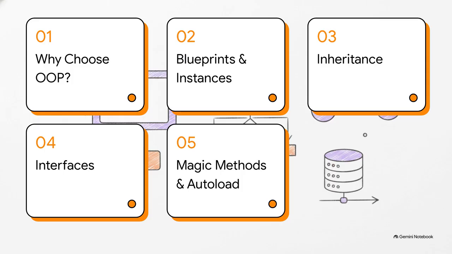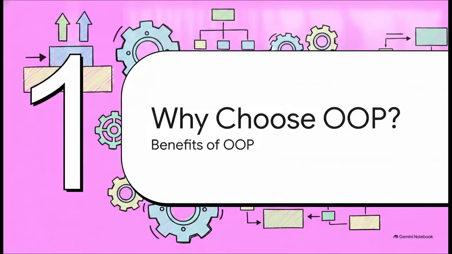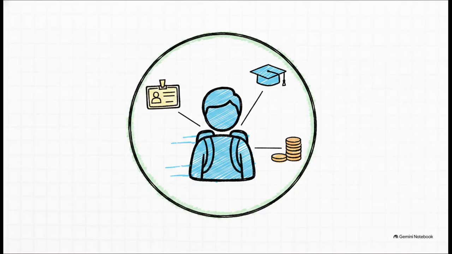First, why choose object-oriented PHP? Second, blueprints and instances. Third, inheritance, reusing your code. Fourth, interfaces, the coding contract. And finally, magic methods and autoloading. Let's get to it. Section 1, why choose object-oriented PHP? Let's see how this builds our foundation.